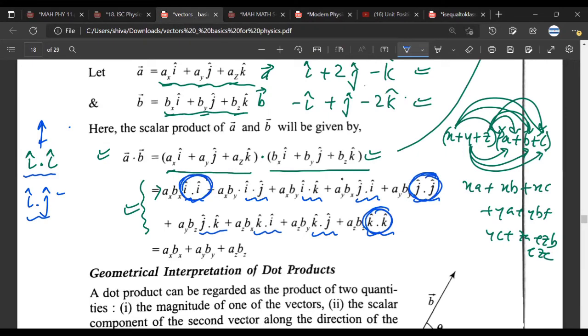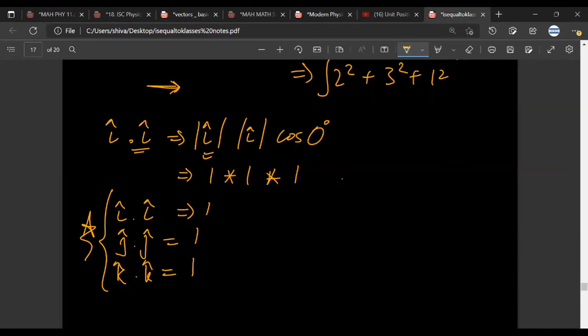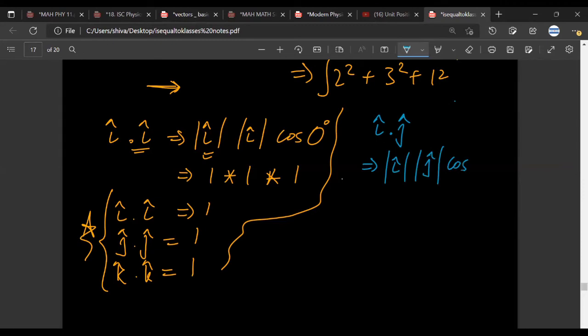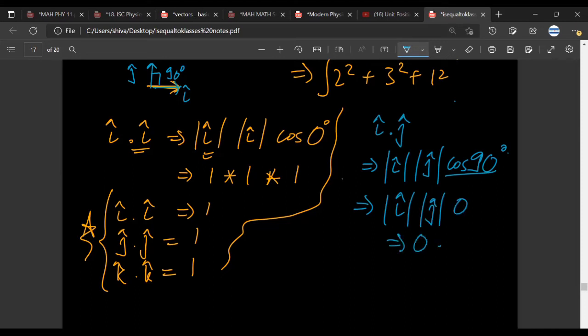Now let us try to understand what is i dot j. Now i dot j would be equal to magnitude of i, magnitude of j, cos of the angle between i and j. Now you will understand if this is i vector, this is j vector. The angle between any two unit vectors is 90 degrees. Ms. Avantika, am I clear? Yes. So this would be cos 90, and cos 90 is 0. So this would be 1 into 1 into 0, which is equal to 0. Am I clear?